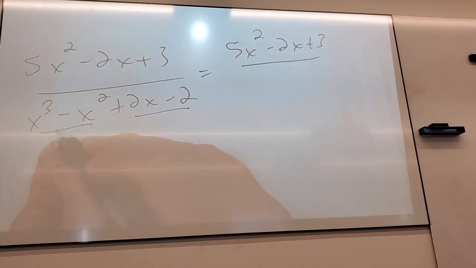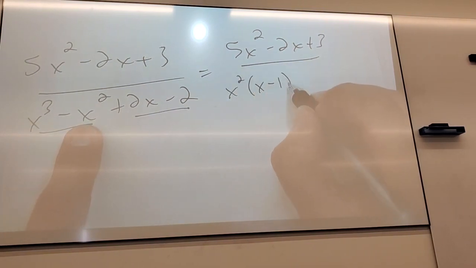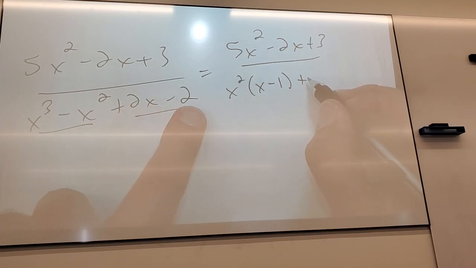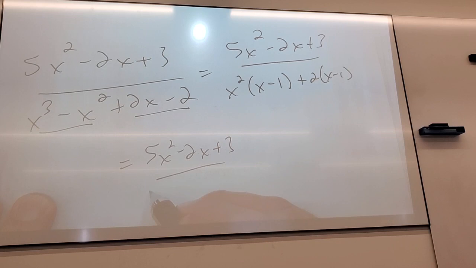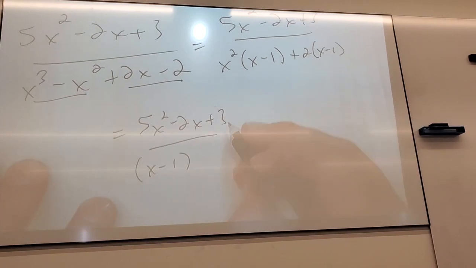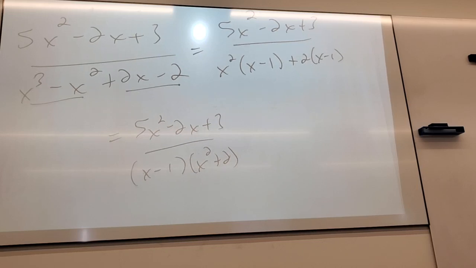What comes out of these first two? X squared. So I can take an x squared out, so it'll be x squared times x minus 1. And of course I could take a 2 out of there. So then I finally get x minus 1 times x squared plus 2.